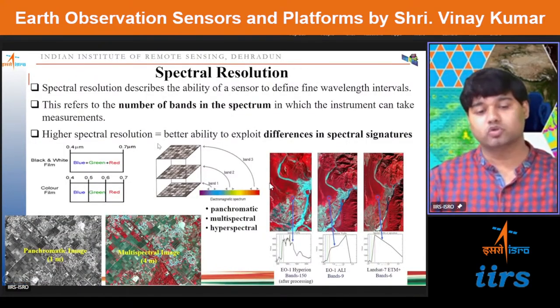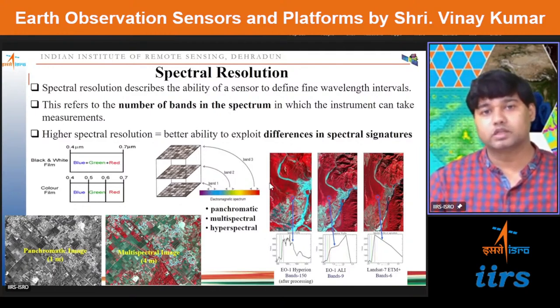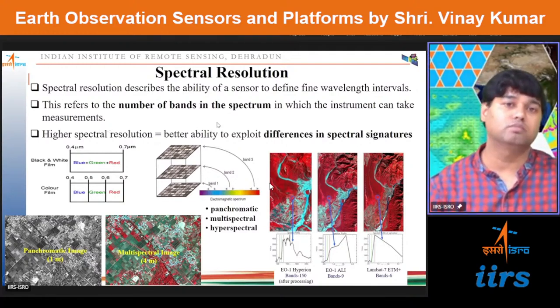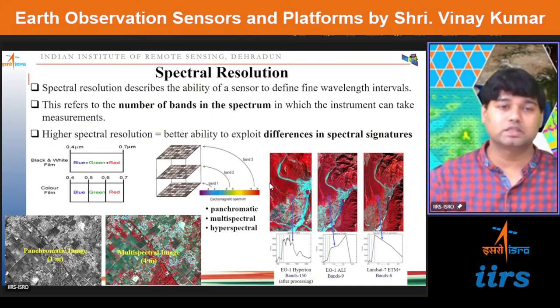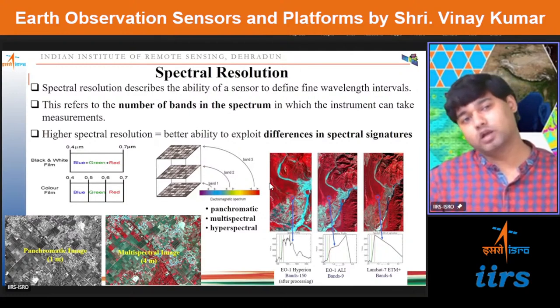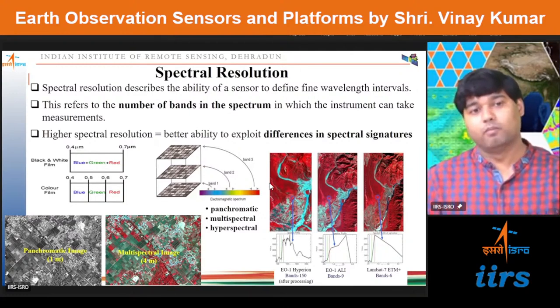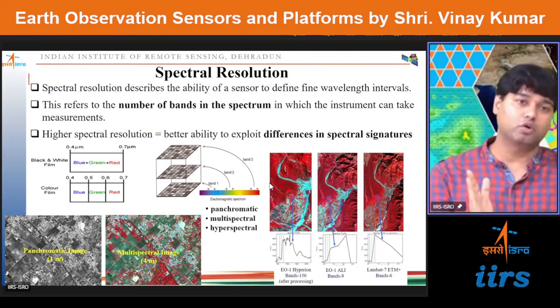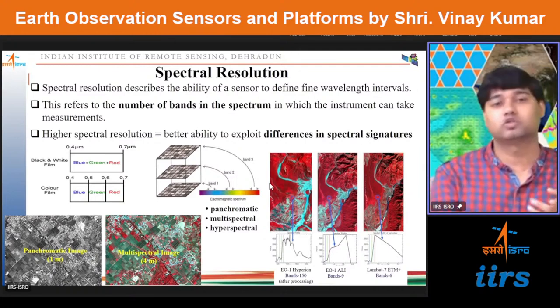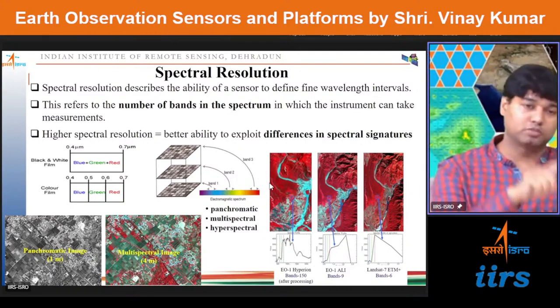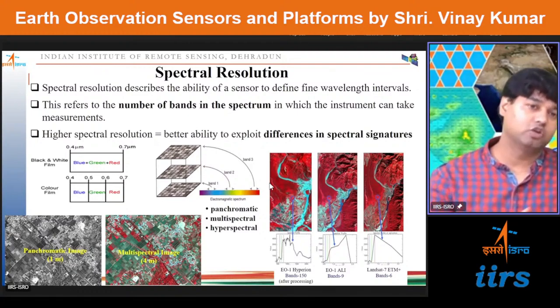Now coming to spectral resolution. This describes the ability of a sensor to define fine wavelength intervals, and refers to the number of bands in the spectrum which the instrument can measure. So higher the spectral resolution, better the ability to differentiate spectral signatures. As panchromatic is a single band data, all the features will appear in different gray colors. But in multispectral, when you have more number of bands, you can generate color composites and provide different colors to the data. So the spectral reflectance curve will be better than panchromatic.